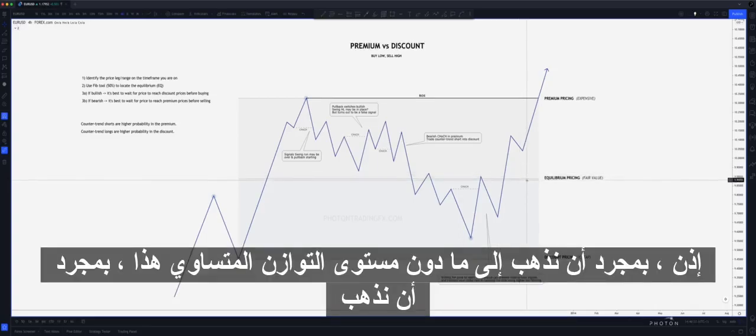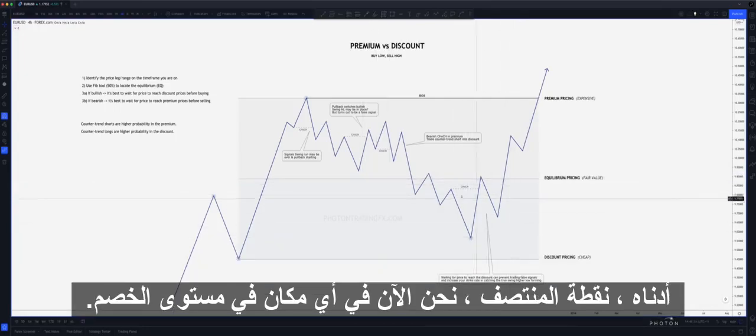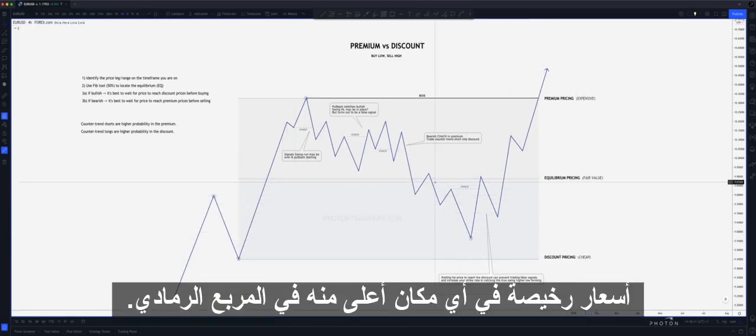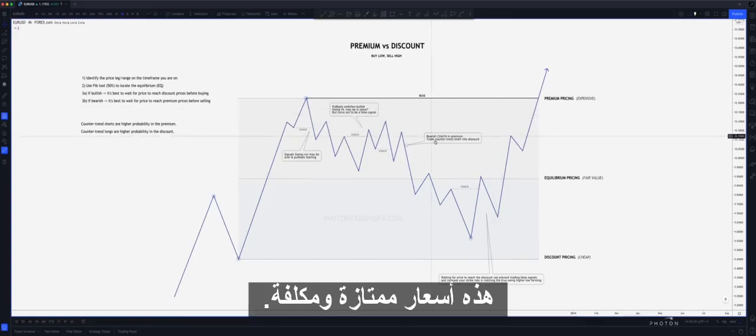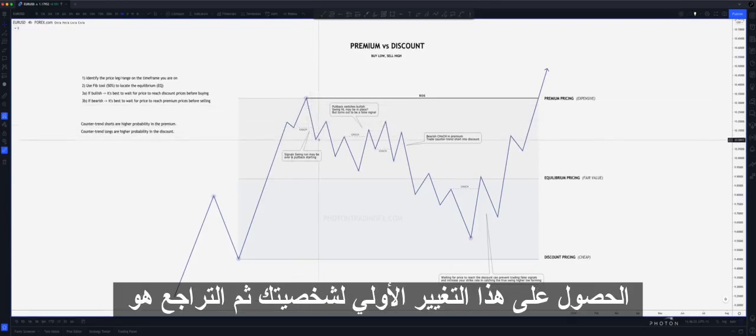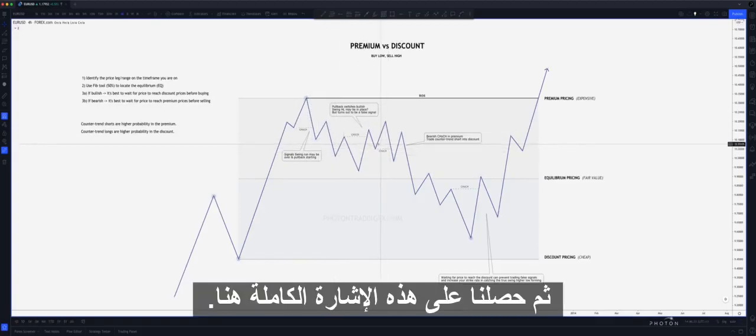So once we go below that equilibrium level, once we go below the halfway point, we are now anywhere in the discount level. The idea is that anywhere in this blue box below the 50% we have cheap pricing, and anywhere above it in the grey box is premium and expensive prices. So if we look at the previous example we were looking at, where we get that first initial change of character and the pullback is starting, and then we got this full signal here.